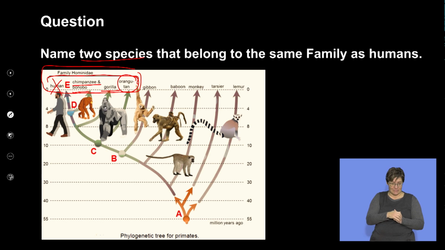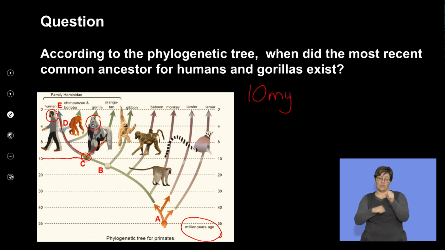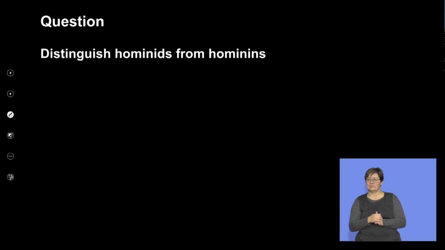the great apes. Now the next question, according to the phylogenetic tree, when did the most recent common ancestor for humans, yes, humans, and gorillas exist? So guys, what we do is we take it, and where do we meet? We meet at circle number C over there. And then what do we look at? We go and have a look at what it says over here, all right? And it tells us millions of years ago, and that will be 10 million years ago. Instead of writing out all of that, you can do that.